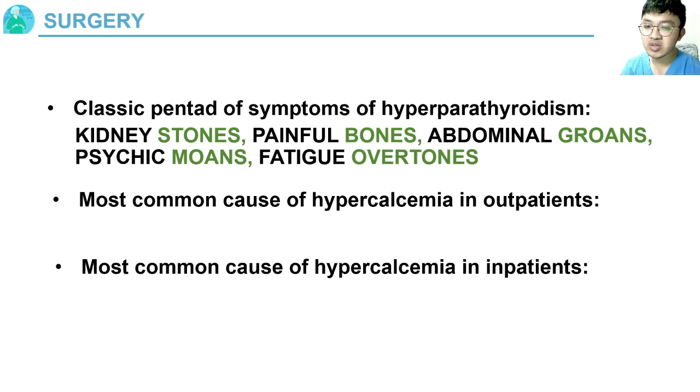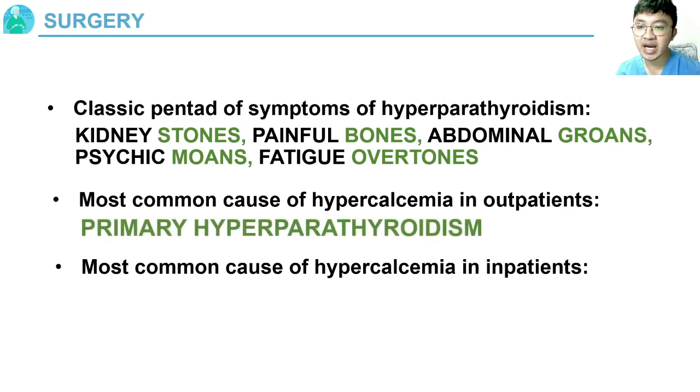Okay. So in outpatients, the most common cause of hypercalcemia is primary hyperparathyroidism. In inpatients, the most common cause of hypercalcemia is malignancy, either by excess production of PTH or by production of a similar protein, a PTH-related protein. Again, in outpatients, it's primary hyperparathyroidism. It's usually asymptomatic. If the patient is admitted, usually it's due to malignancy as the cause of hypercalcemia.